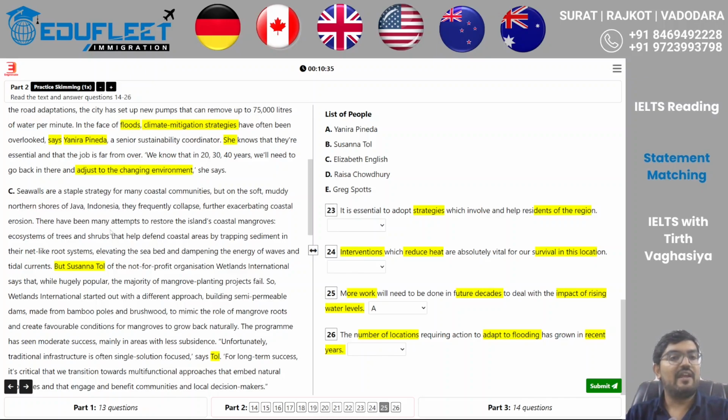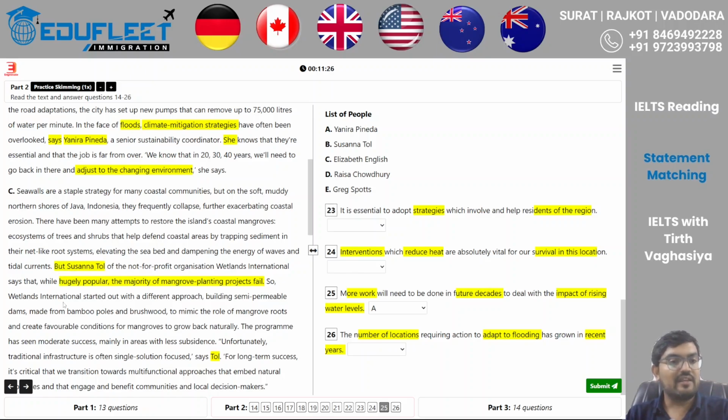So let's say there have been many attempts to restore the island's coastal mangroves, ecosystems of trees and shrubs that help defend coastal areas by trapping sediments in their net-like root system, elevating the seabed and dampening the energy of waves and tidal current. But Susanna Tall of non-profit organization Wetland International says that while hugely popular, the majority of the mangrove planting projects fail. She is saying that mangrove planting projects are failing.